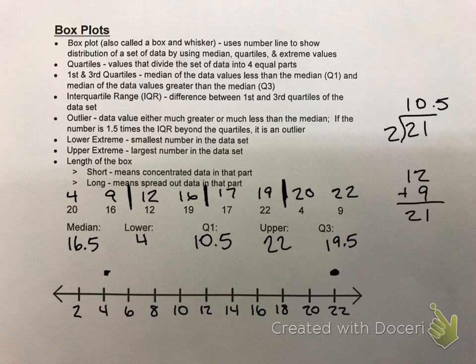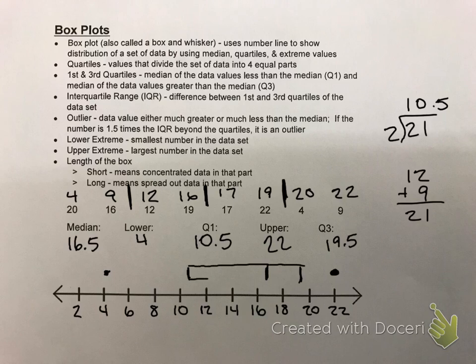Then we place a line at the median. Well, that median is going to be somewhere in there. It's not always going to be exact, but it'll be somewhere about right there. Then we place another line at Q1, which is 10.5. That's going to be about right there. We're going to place a third line at Q3, which is 19.5, which is going to be about right there. Those 3 lines make up our box.